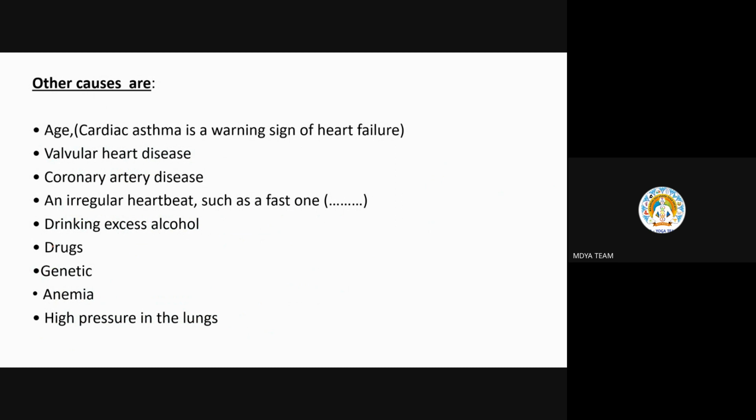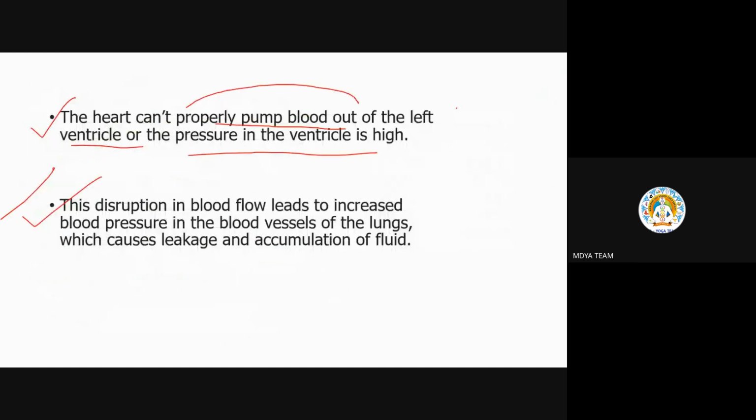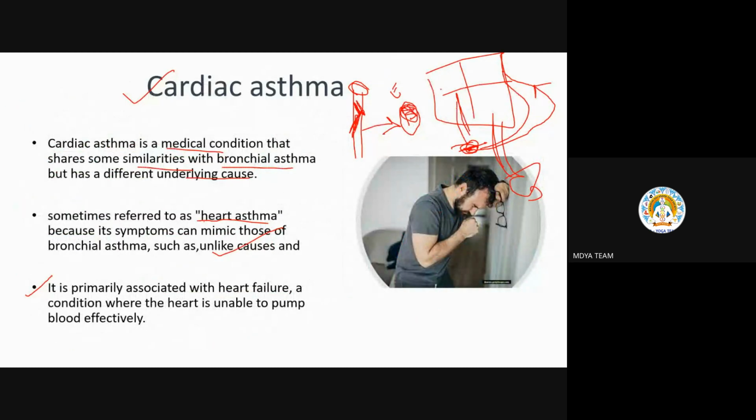Okay, other causes are age factor. These are normal. Age factor, valvular heart disease. If there is any problem in the valves of the heart, I'll show. Here there are valves. Who will tell how many valves are there on the right side and how many valves on the left side?